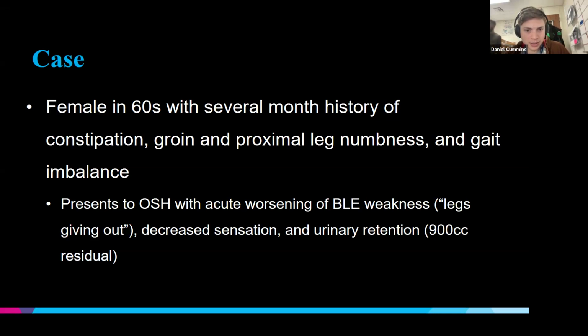Yeah, so it sounds like she has subjective weakness, and then obviously the post-void residual is concerning for something going on in the spine. So certainly would want a precise motor exam and see objectively what her exam is at this point.